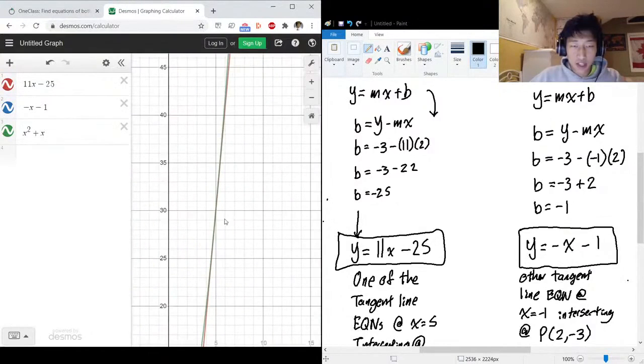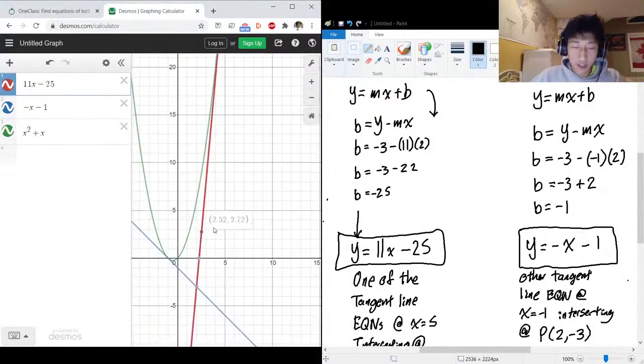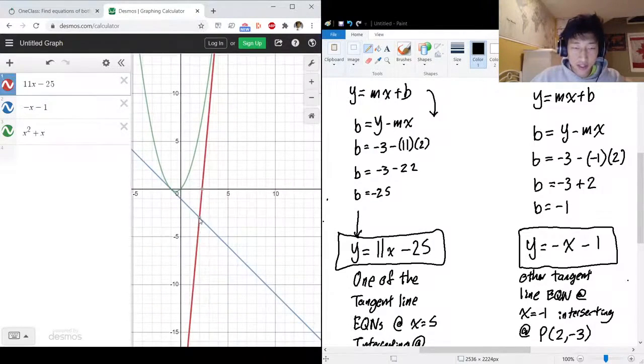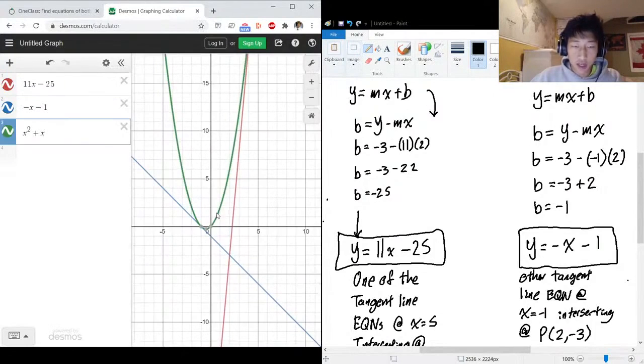Hey, that looks pretty tangent. It looks so tangent that they're basically on top of each other. That's encouraging. It also intersects at the point of interest, 2, negative 3. The green is our parabola. That's what's inspiring our tangent lines.